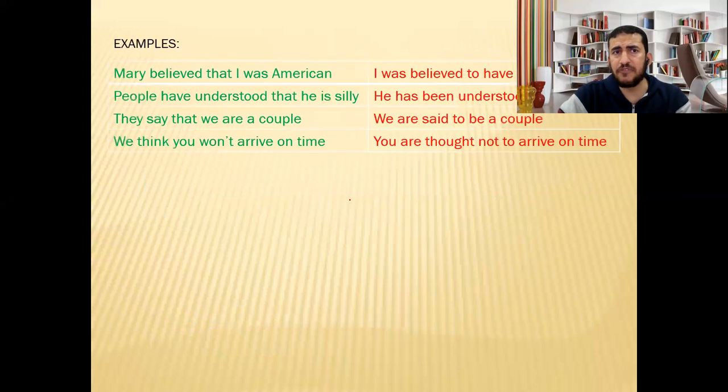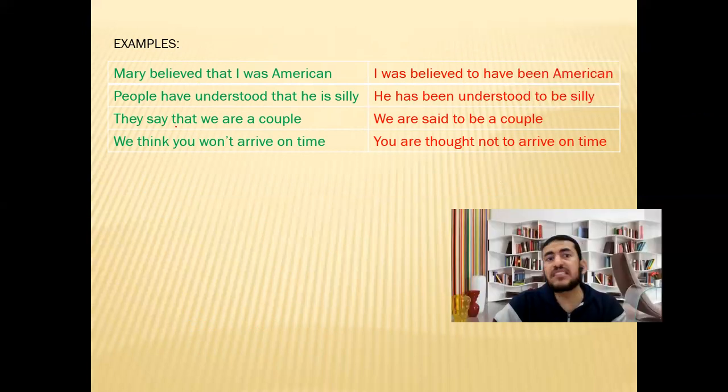Okay, let's have more examples. Mary believed that I was American. So we begin with I. I was believed to have been American. People have understood that he is silly. He has been understood to be silly. They say that we are a couple. It will be we are said to be a couple.